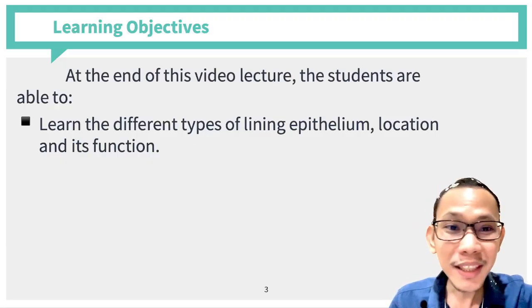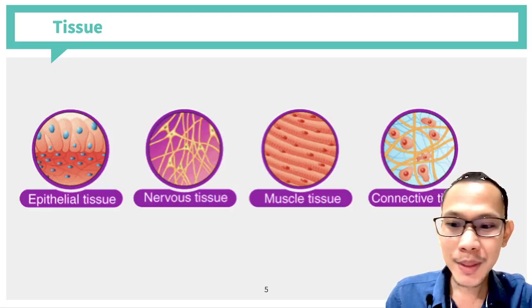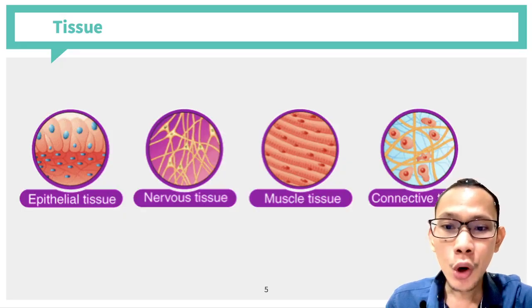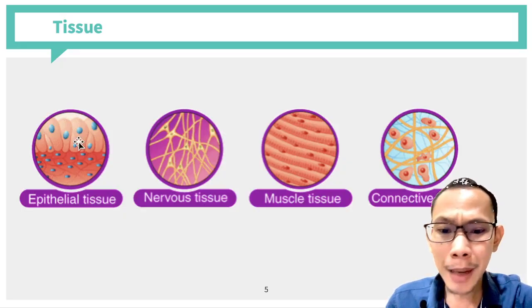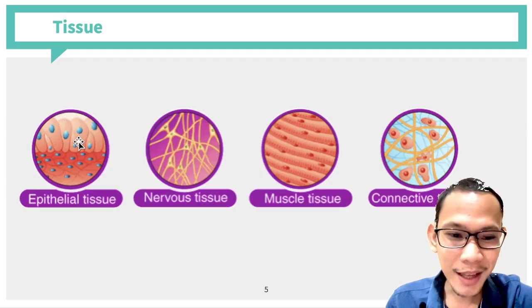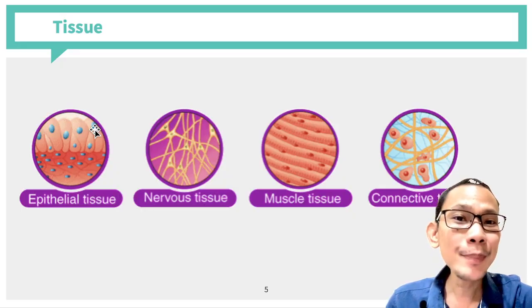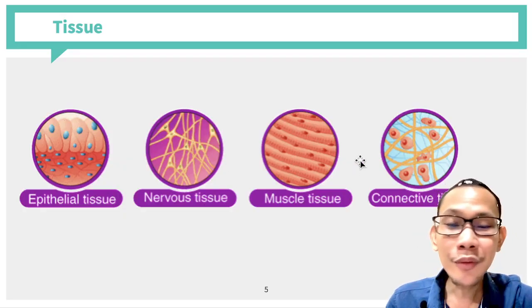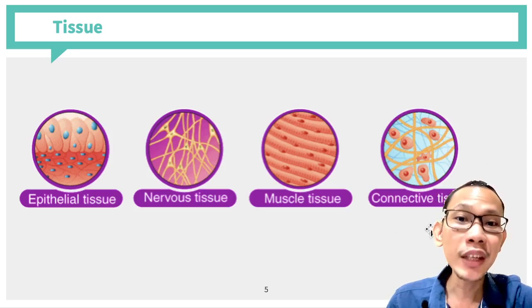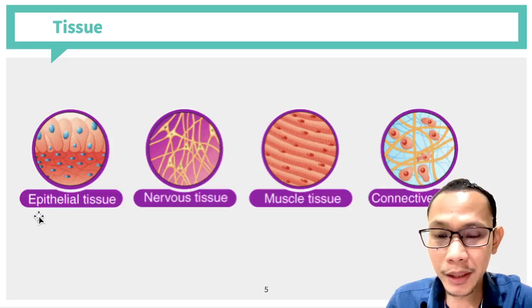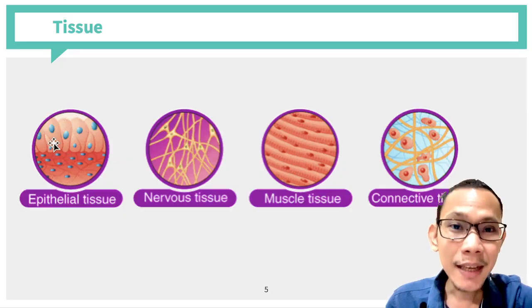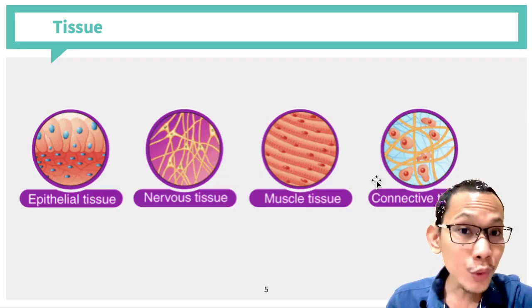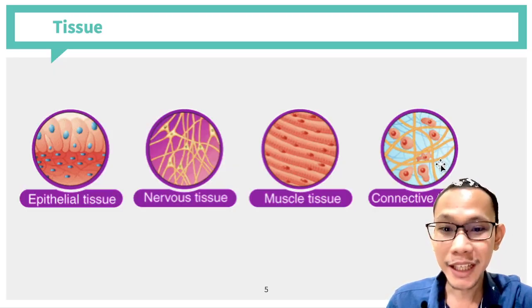Again, let's review. What is a tissue? When we say tissue, these are cells that have similar or closely related functions that are bound together by an intercellular substance. These are the different types of tissue: epithelial tissue, nervous tissue, muscle tissue, and connective tissue. Our focus here will be epithelial tissue, specifically lining epithelium. Then we will discuss a specialized type of connective tissue, which is adipose tissue. But again, you will also have a separate discussion on connective tissue.